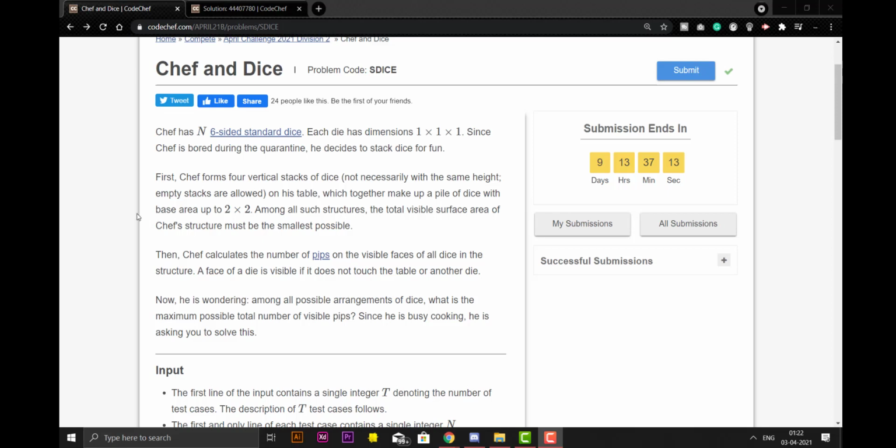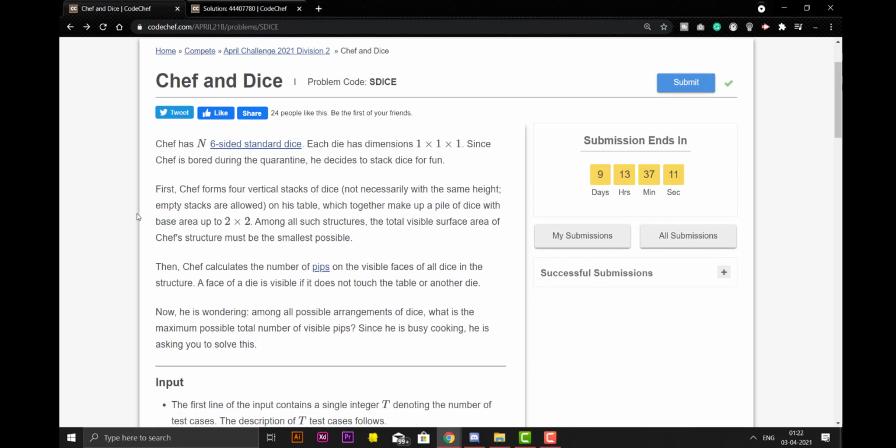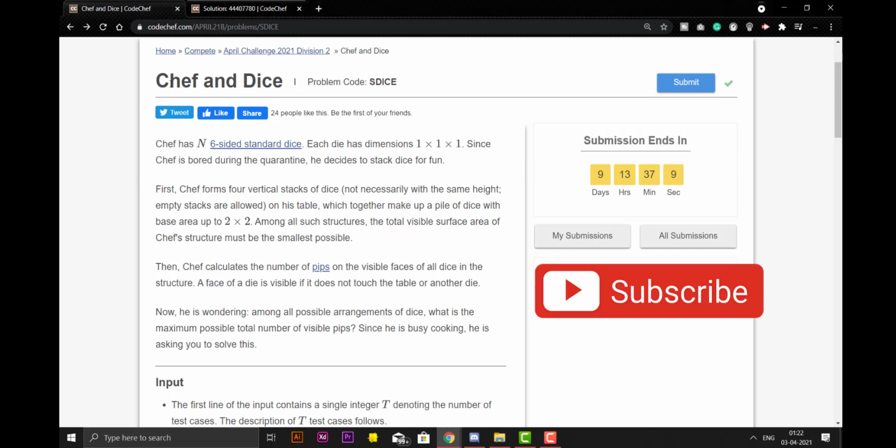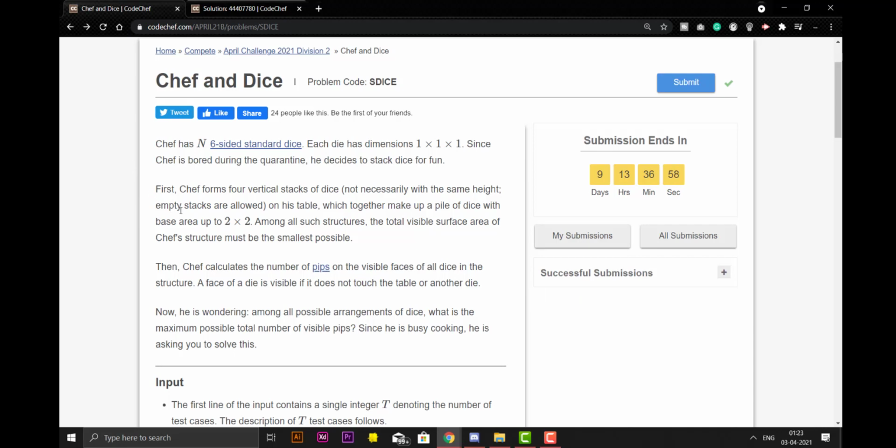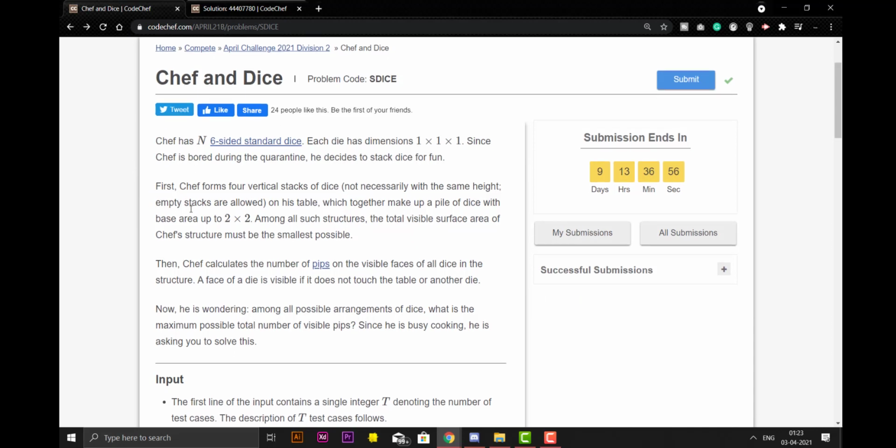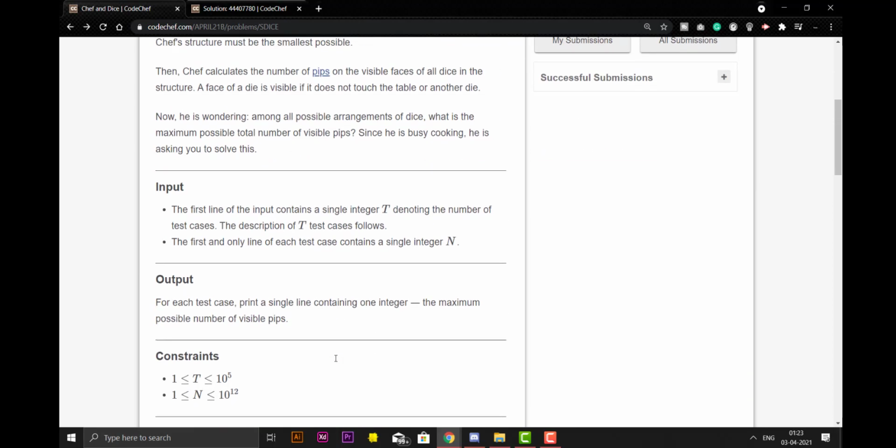So I received a lot of mails regarding how to approach the Chef and Dice problem and how to solve it. People aren't getting the right approach for it because of the number of dice available, how many dice maximum can be available, and how the test case should be solved that way. So let's have a quick explanation, as most of you have got the question.